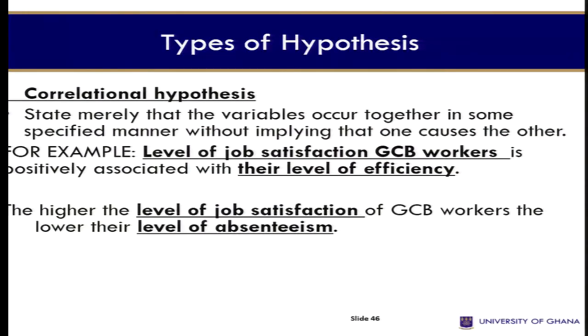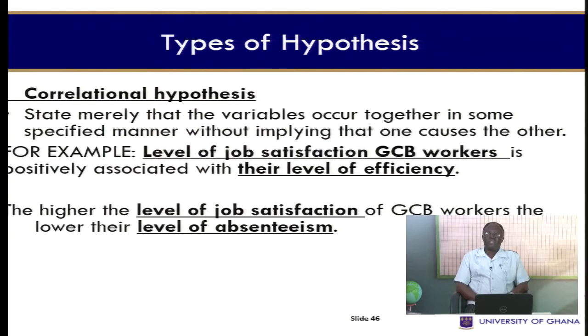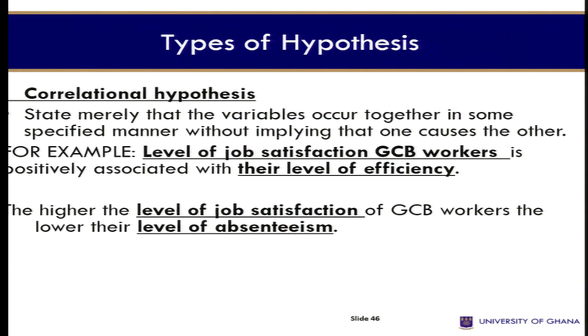Correlational hypothesis. Correlational hypothesis states merely that the variables occur together in some specified manner without implying that one causes the other. So, taking the examples we just saw, the level of job satisfaction among GCB workers is positively associated with their level of efficiency. We are saying that there's a positive association, but we are not implying here that one causes the other. The higher the level of job satisfaction of GCB workers, the lower their level of absenteeism. Now here, we do not make any claim that one variable causes the other to change. That will be possible only if we have control on all other factors that could influence our dependent variable.